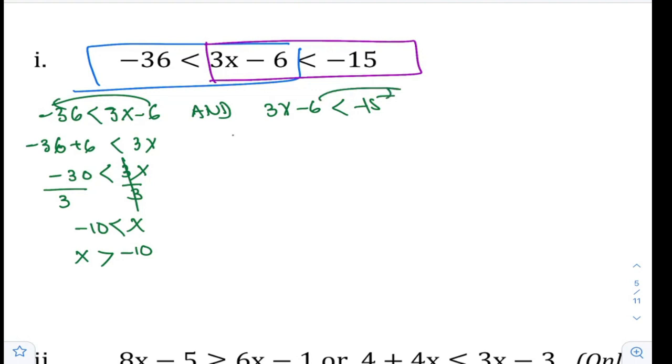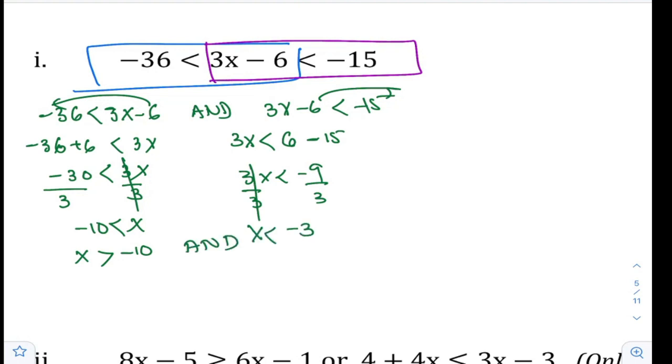And the second one. I think everyone should know how to solve an inequality now. So x is less than minus 3. We are combining two inequalities with "and". So on the number line, we have two important numbers, minus 10 and minus 3. Remember, minus 10 is less than minus 3. Minus 10 will be an open circle. At minus 3, also an open circle because there is no equal sign.